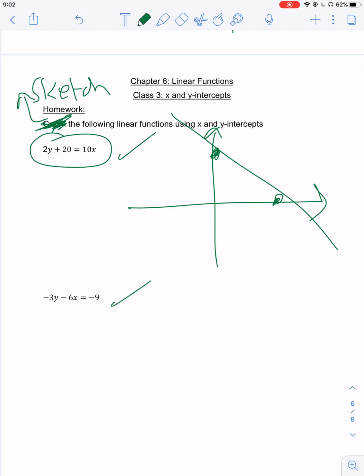That is it for this class. Next class, we'll talk about domain and range. And again, those questions will not be assigned from the textbook, okay? I'm going to give you my own questions and my own solutions, okay? But anyway, for today's class, this is it.